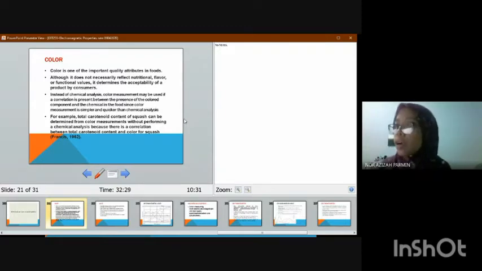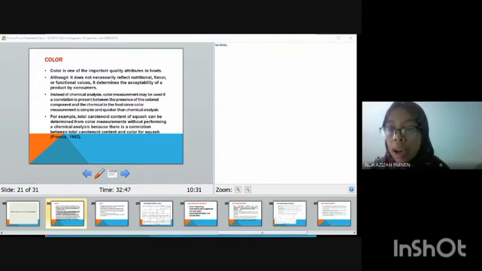Okay, we continue to the color 4.2, page 162. Okay, can you see color? Okay, color is the important quality attribute in foods. Okay, dalam industri makanan. Okay, kalau kamu ada apa-apa pertanyaan, okay, ataupun you have question, you can ask me through the chat. Okay? Okay, color is one of the important quality attribute in foods.